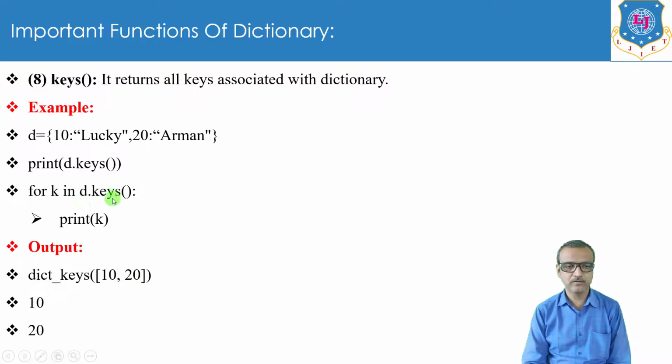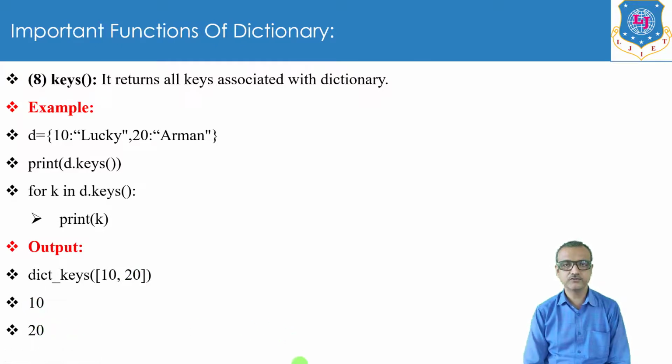Now with the help of this for loop, we can print the keys. For k in D.keys, print k. So in D.keys we will have two keys, one is 10 and the other is 20, and those values will be assigned to k. So print k will print 10 and 20. So we have final output as dict_keys 10 comma 20 and finally 10 and 20.